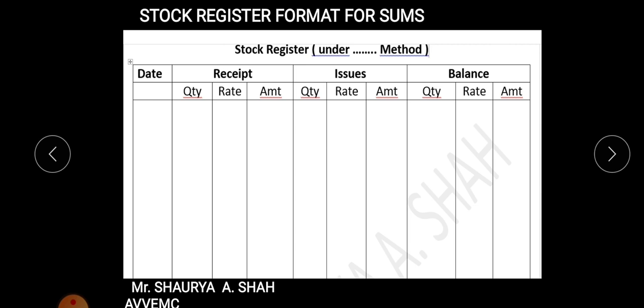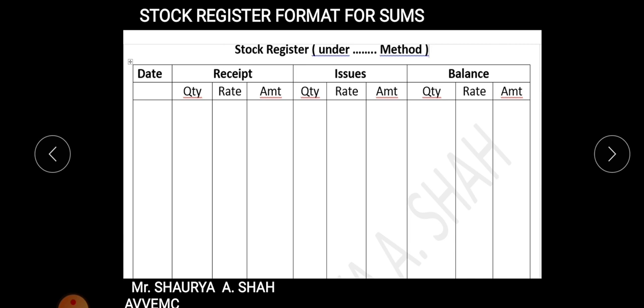Now I am purchasing on 2nd January more 100 units at 3 rupees per kg. What I'll write is, again 2nd January, quantity 100, rate, whatever quantity I have purchased, I'll write down here, and I'll write down the amount by multiplying it. Issue again will be dash. In the balance, I will write down both the quantities, earlier 100 and the one which we have purchased.